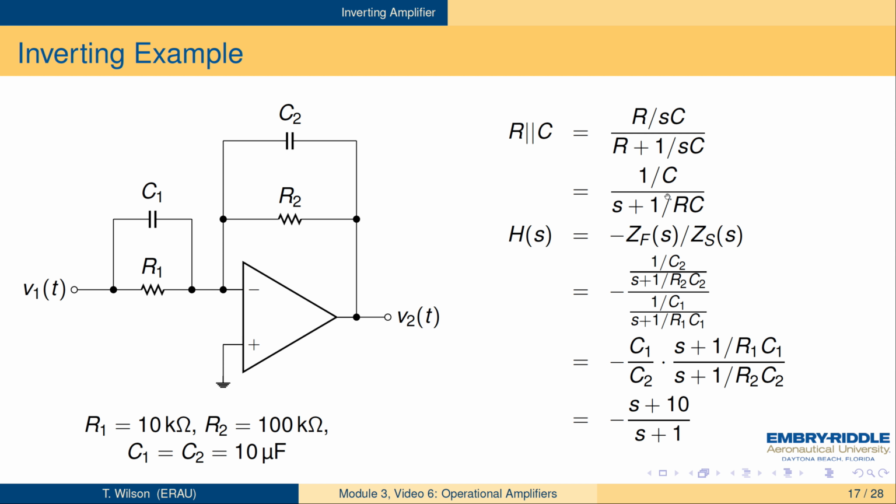So we just replace this circuit with the parallel formula, with R2C2 or R1C1 as appropriate. Bring the S plus 1 over R1C1 up top, bring the C2s and C1s out, and we see that with these parameter choices of C1 equals C2 of 10 microfarads, R1 10 kilo ohms, R2 100 kilo ohms, we get the same network function, S plus 10 over S plus 1, but with a minus sign in front of it.